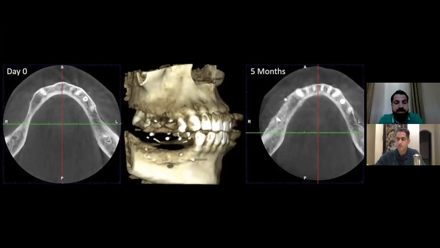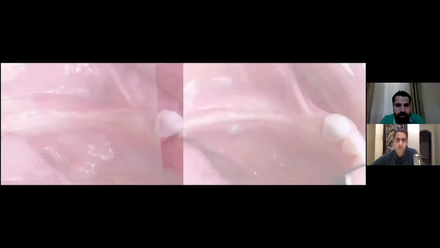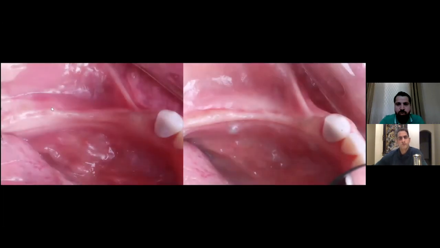So this is the case at day zero, and this is the case at 5 months. You see that we have already a good bone, and we can almost not see our screws. As we said, I placed 4 screws. You can easily locate 2 screws here and another 2 that you cannot see on the 3D model. So this is the case before, and this is the case prior to implant or re-entry.